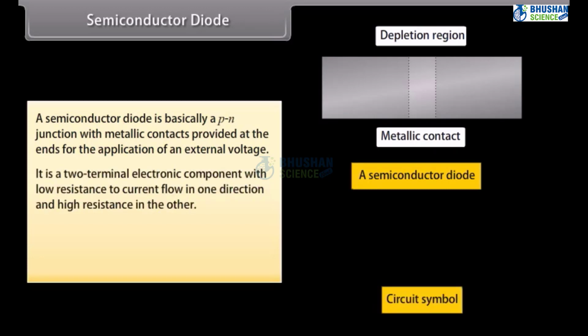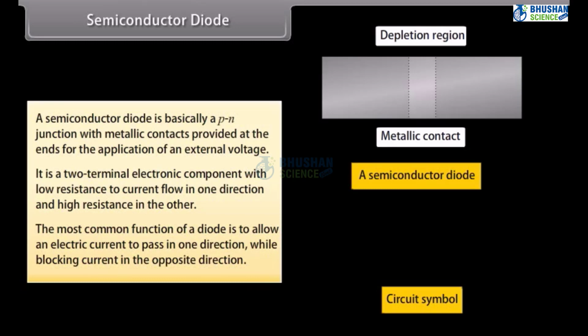It is a two-terminal electronic component with low resistance to current flow in one direction and high resistance in the other. The most common function of a diode is to allow an electric current to pass in one direction, while blocking current in the opposite direction.